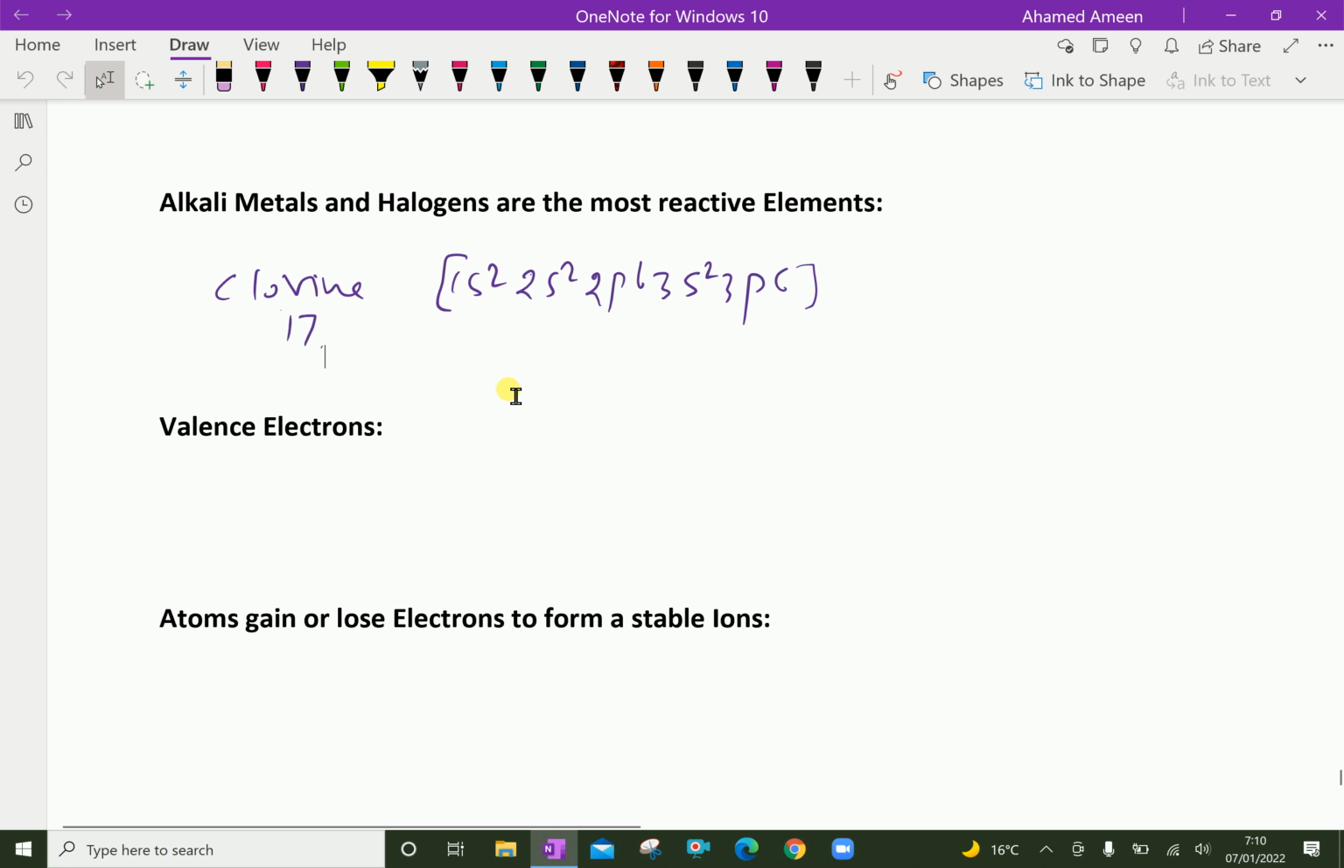The periodic table reveals an atom's number of valence electrons also. Suppose, for example, Mg, magnesium. You can write it becomes the neon configuration with 3s2.